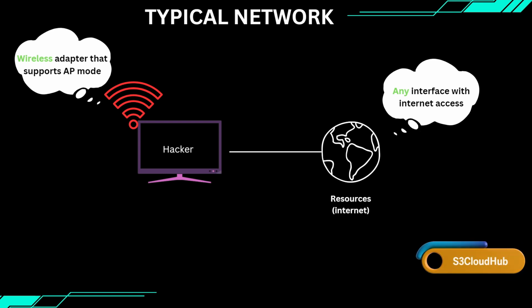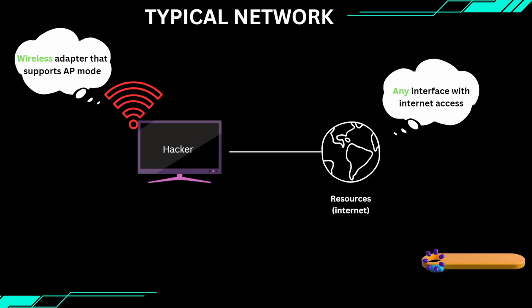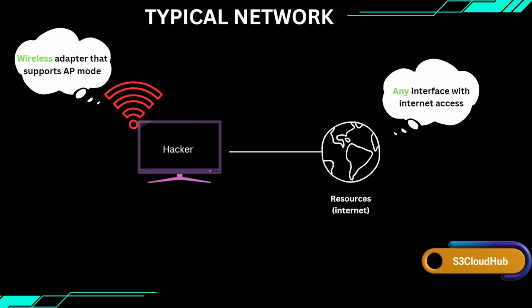signal. Now let's break down what you will need. Internet connection. This could be through Wi-Fi, Ethernet, a 3G/4G dongle, or even a virtual interface. Wi-Fi interface. Not just any Wi-Fi adapter will work. It needs to be capable of running in access point mode. Once you have set up the necessary hardware, we will be able to start broadcasting our fake network.